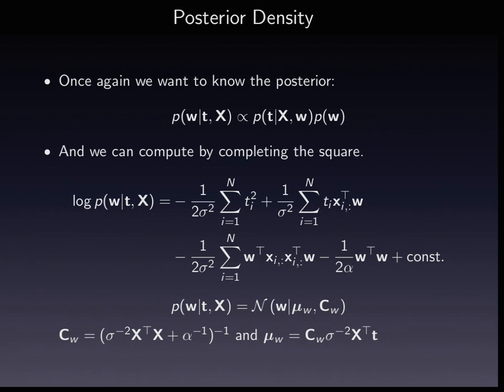Where xi is the ith input and ti is the corresponding target. Everyone happy with that form? Sorry, I've missed a sum.